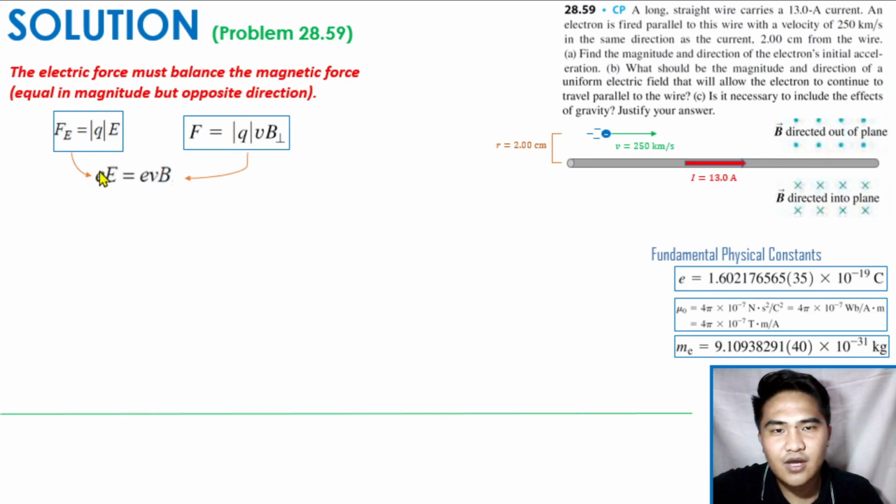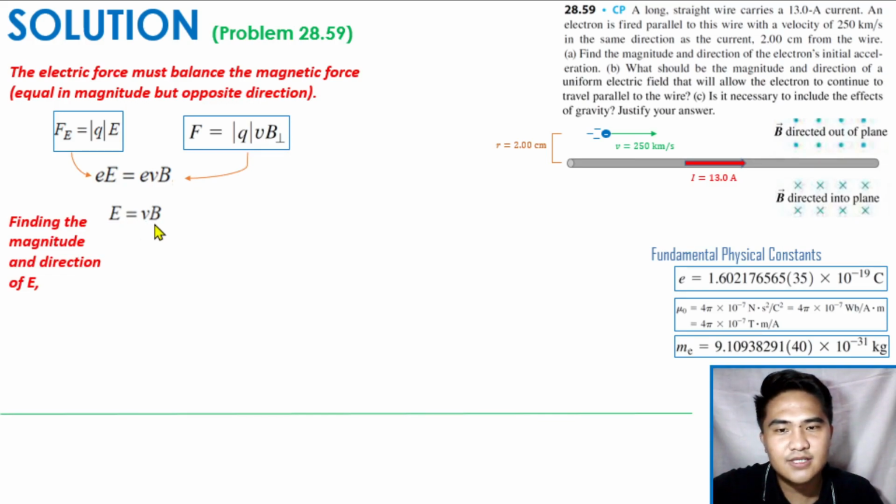For the electric force, we have the charge of the electron times the electric field, and it is equal to the magnetic force, which is charge times the velocity times the magnetic field. So we will cancel the charge of the electron, and it will give us E is equal to velocity times the magnetic field. So by this, we will find the magnitude and direction of the electric field.